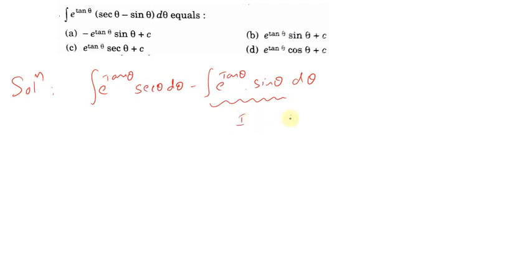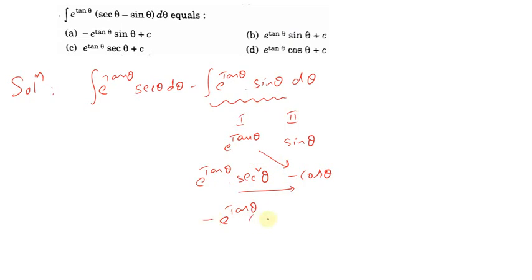So let me take the first function and the second function. First function as e power tan theta and the second function is nothing but sin theta. And e power tan theta differentiation is nothing but e power tan theta into tan theta derivative, secant square theta. And sin theta integration is minus cos theta. So finally what happened? E power tan theta into minus cos theta minus integration of e power tan theta into secant square theta into minus cos theta d theta.